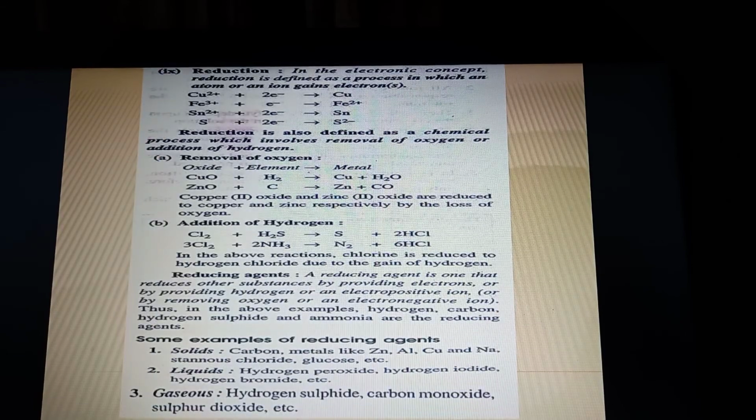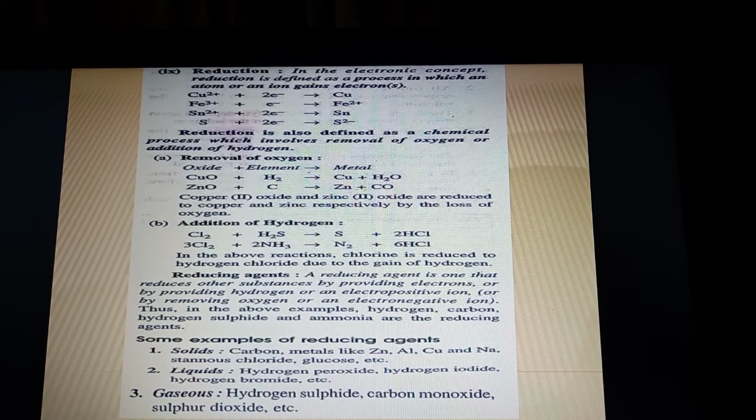Now what is reduction? Reduction is basically when an atom or an ion gains electrons. You can see Cu2 plus is accepting 2 electrons, that is, it's gaining electrons, and it is becoming Cu, a copper atom. So this is reduction. Similarly, ferric is accepting an electron, and from the 3 plus state it is changing to the 2 plus state. This is reduction. Tin, Sn2 plus, is changing to Sn, so from 2 plus it is becoming neutral, an atom. Similarly, sulfur is becoming S2 minus. So it's an example of reduction.